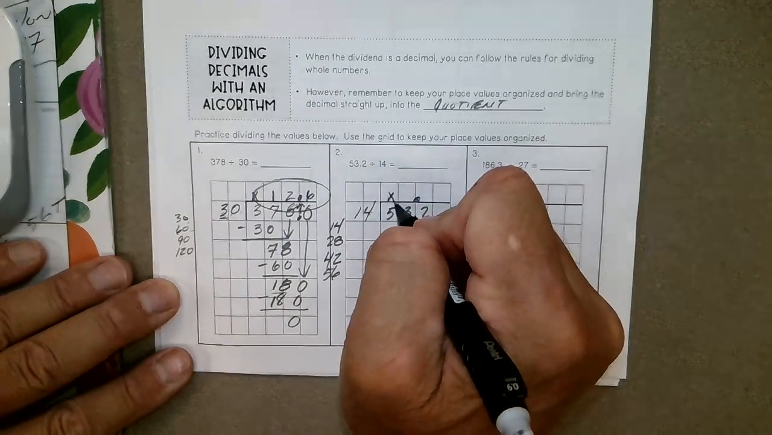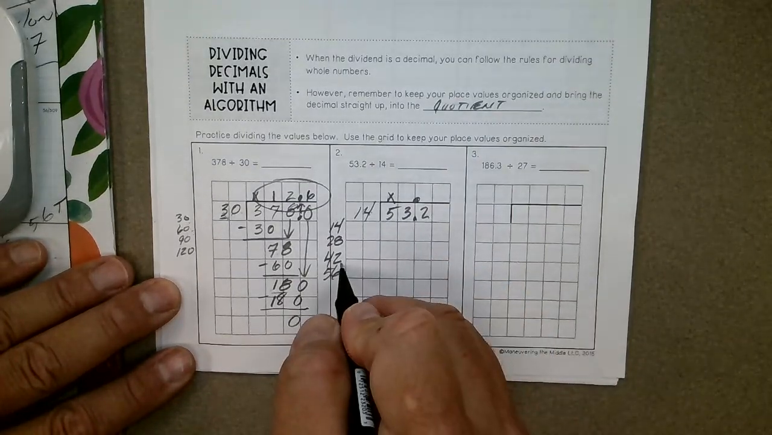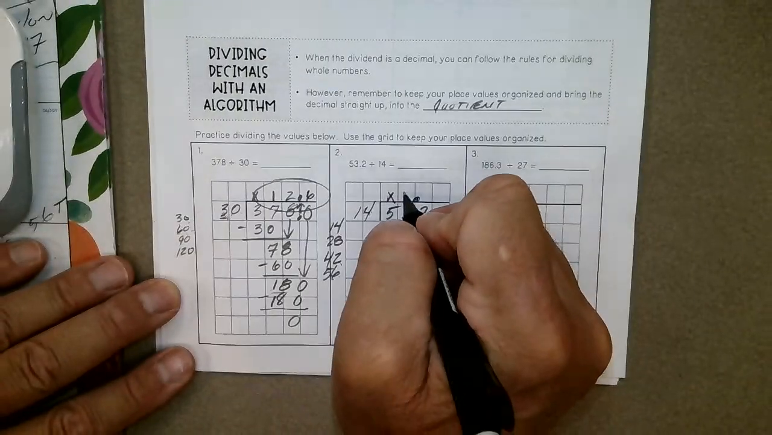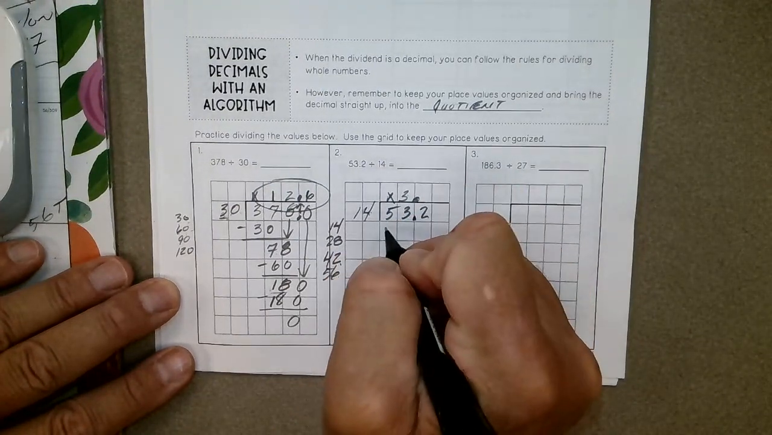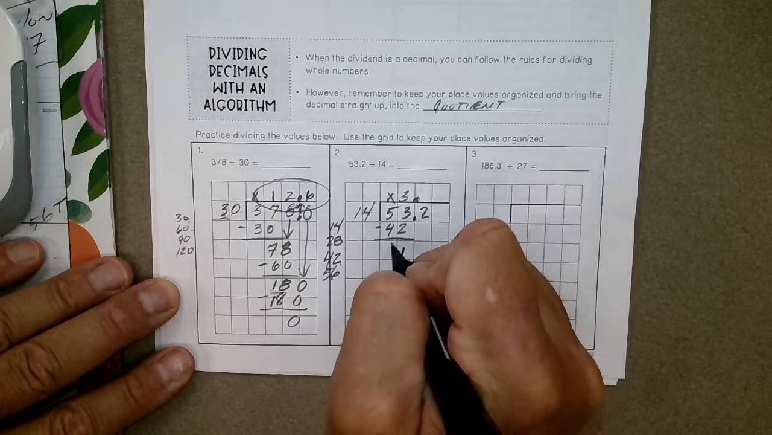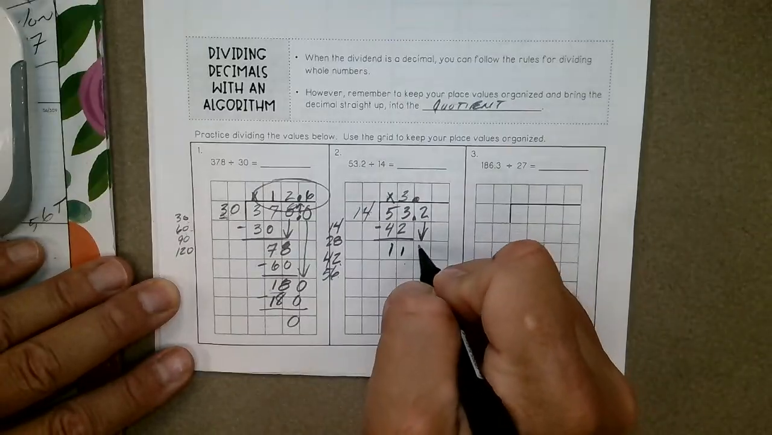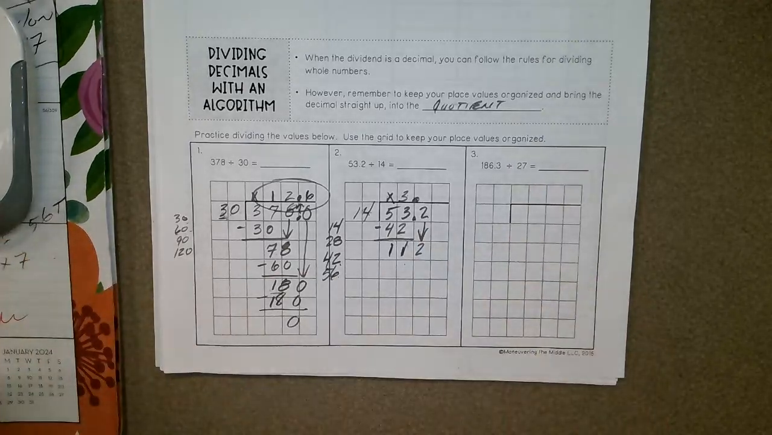14 into 5, no. But 14 will go into 53, and I see it right there. It won't go that many. It will go 3 times. 3 times 14 is 42. Subtract and end up with 11. That is smaller than that. I'm in good shape. I'm going to bring this down.